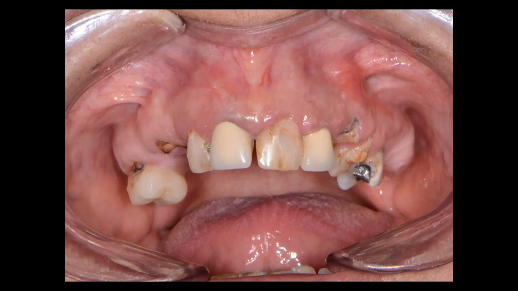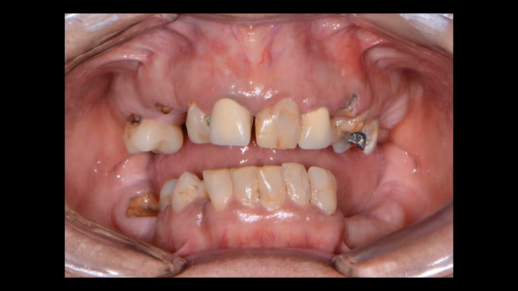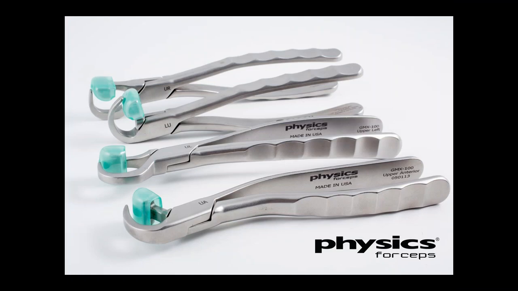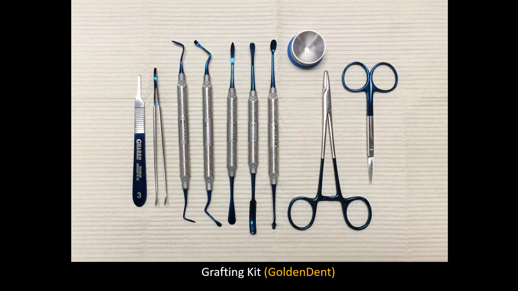And on the day of extraction, we anesthetized the patient. Utilizing the physics forceps, we atraumatically extract all the teeth. This is the grafting kit that we have from GoldenDent. We have several of these within our practice so that if we are going to remove any teeth, our assistants aren't running around looking for a variety of different instruments, but they're all packaged together.